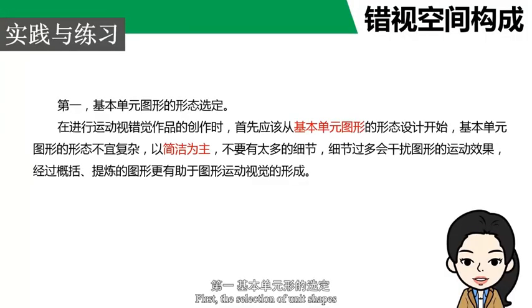First, the selection of unique shapes. When creating the composition, you should start with the design of unique shapes. They should not be too complex, but simple. Avoid excessive details that might distract from the illusionary effect. Refined shapes are easier to form the motion optical illusion.